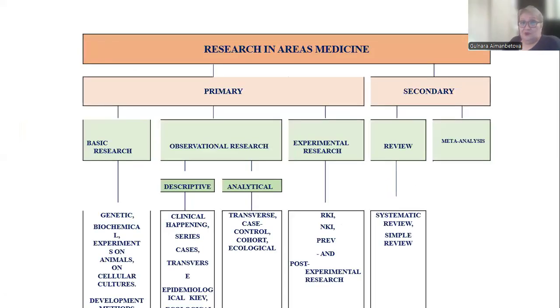It is basic research. There are genetic, biochemical, experimental, on animal cellular cultures, development math. And also we have observational research. They are divided into descriptive, clinical case, case series, cross-sectional, epidemiological, and analytic: cross-sectional, case control, cohort, and ecological.